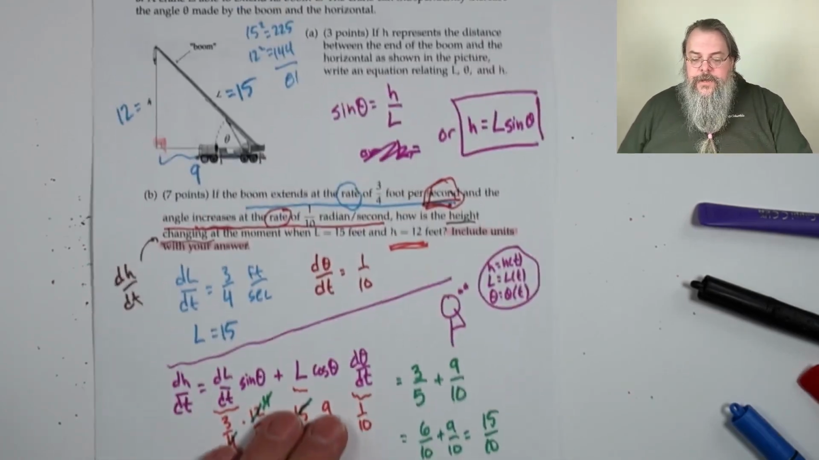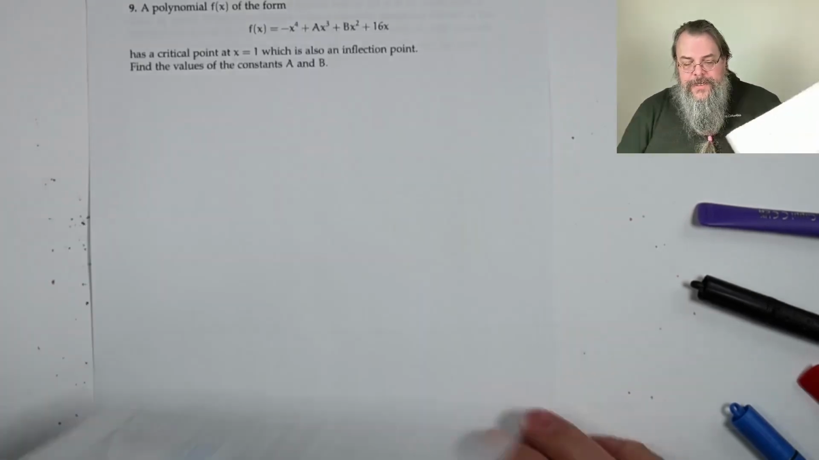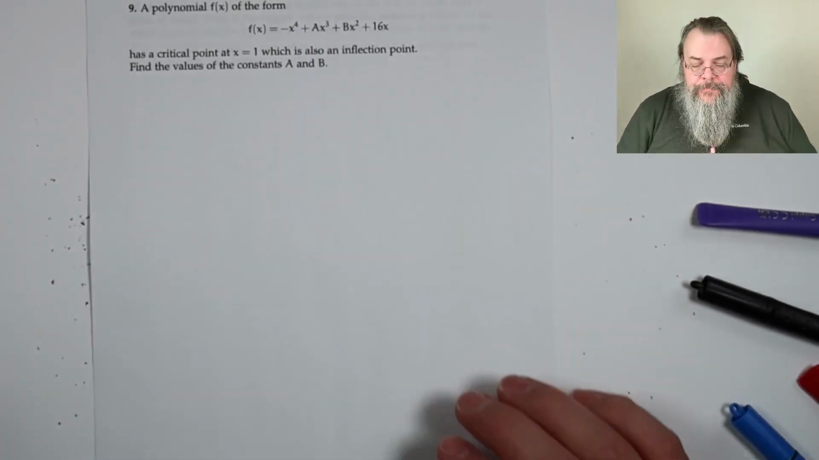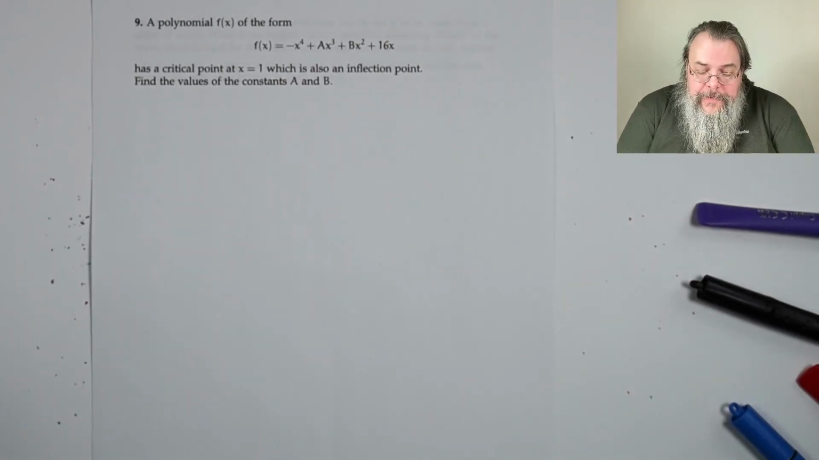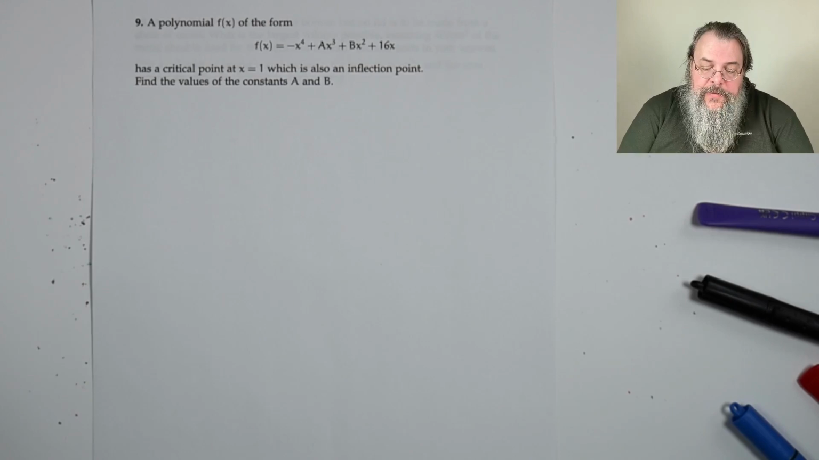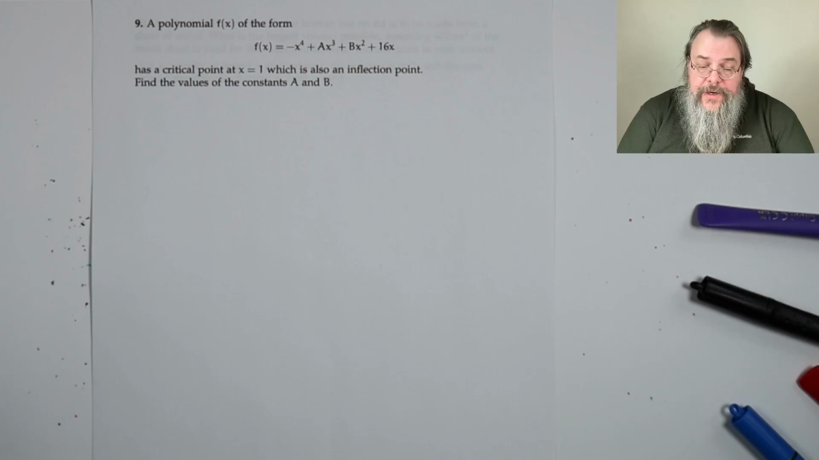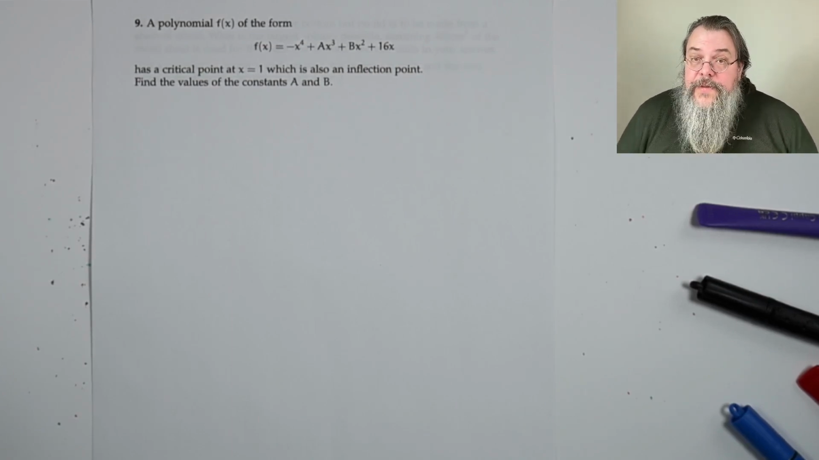All right, good workout on that one. Got to keep going, to number 9. A polynomial f of x of the form f of x equals negative x to the fourth plus a x cubed plus b x squared plus 16x has a critical point at x equals 1, which is also an inflection point. Find the values of the constants a and b.